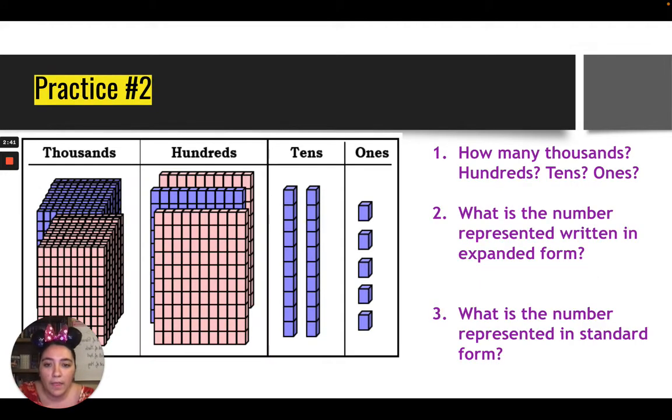All right? Practice number 2. So number 1, how many thousands, hundreds, tens, and ones? Question number 2, what is the number represented written in expanded form? So, like with the addition we just had in the last question. And what is the number represented in standard form? So I want you to take a moment to pause the video. If you need to hear those questions a second time from Ms. Gomez, back it up a little bit to hear it. And then pause the video and solve questions 1, 2, and 3. Okay, so go ahead and pause the video right now, all right?